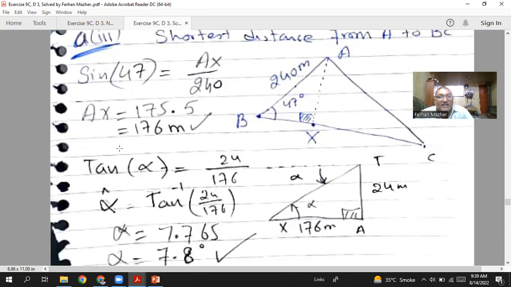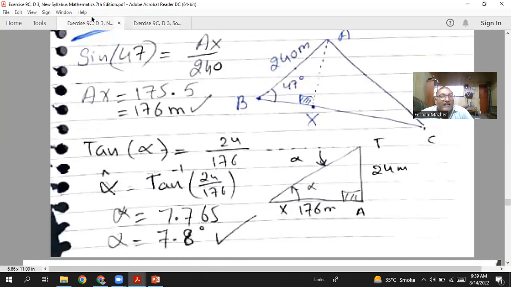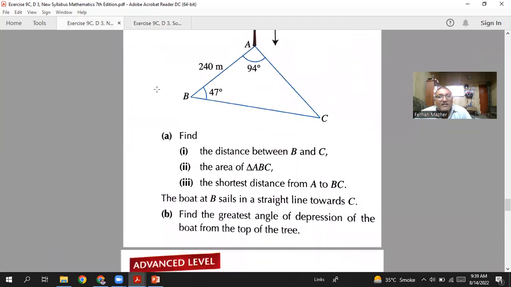So this is their question, and then the boat at B sails in a straight line towards C. Find the greatest angle of depression of the boat from the top of the tree.